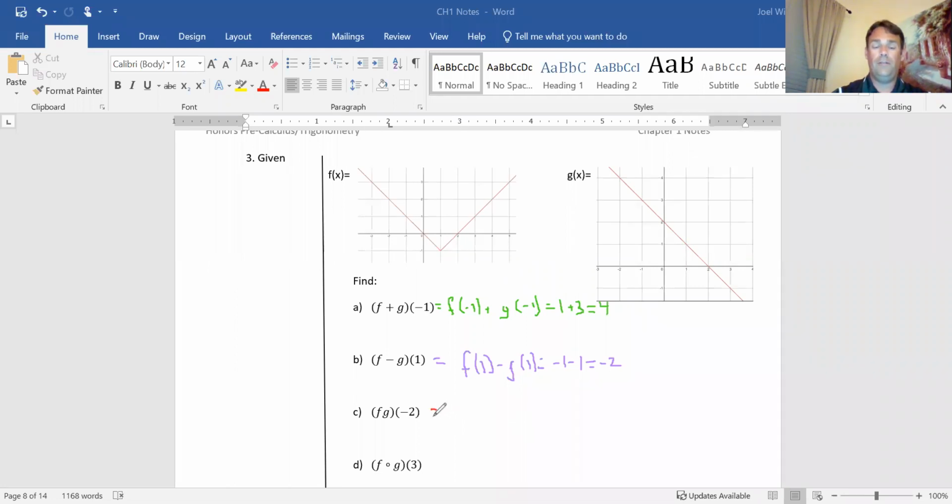So now here we have f of -2, excuse me, times g of -2. And if we plug those in here, f of -2, that would be right here. G of -2, that would be over here. I end up with 2 times 4. That would be 8.